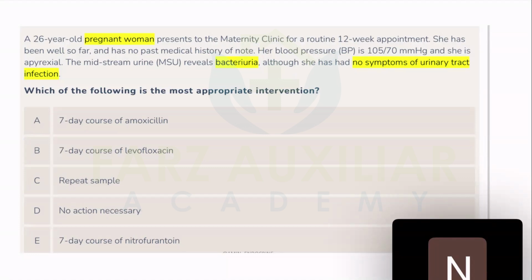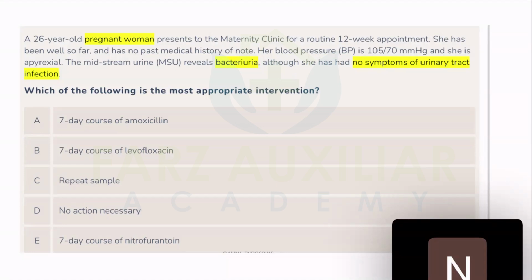If they had given the option like come back after 1 week, drink more water and come back and see, that would have been a confusion. But here they have not given that option. They have told to repeat the sample. If they had said anything other than the MSU, that they have just collected a routine sample, then maybe yes, repeat sample. But here they have clearly told midstream urine sample, which is the best possible sample. So there is no question of repeat sample.